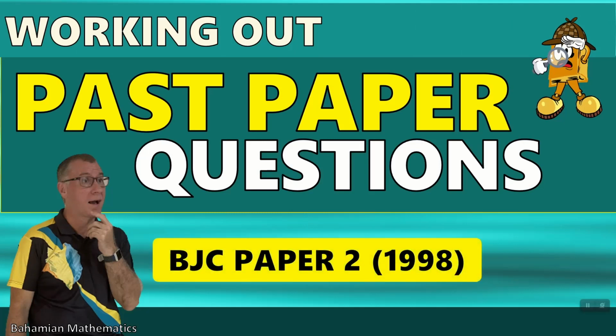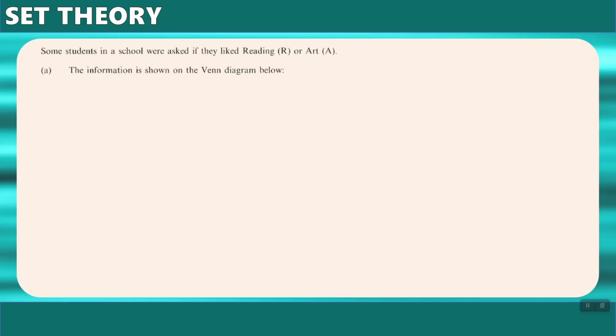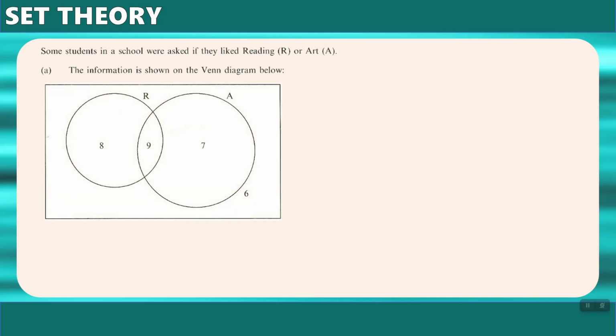Today we will be looking at BJC Paper 2, 1998, question number 23, and this is a set theory question, which goes like this. Some students in a school were asked if they liked reading or art. The information is shown on the Venn diagram below, and here it is. You can see that it has a circle with an R to represent reading, and a circle with an A to represent art, and some numbers in between.